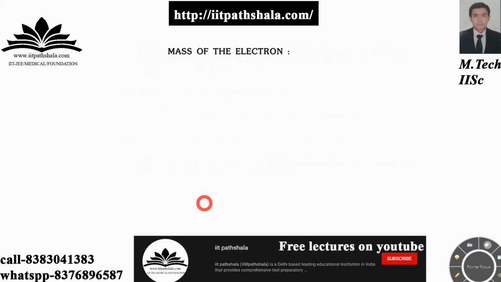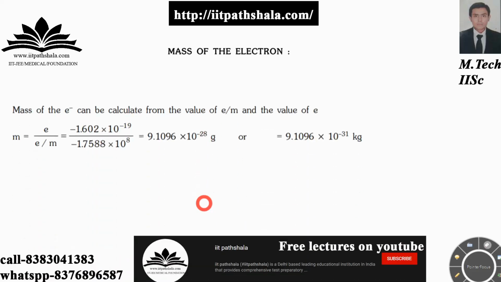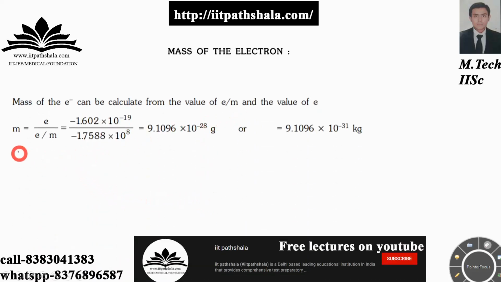Now let us talk about the mass of the electron. Now you have the e by m ratio, guys. The e by m ratio is given to you by Sir Thomson himself. So now I have to calculate the mass of the electron. I can say that mass of electron will be nothing but e upon e by m. Electron charge is known to you, which is 1.602 × 10^-19, and the e by m ratio is minus 1.7588 × 10^8. Now keep in mind that here I have taken it in coulomb per gram instead of coulomb per kilogram, as I described in the earlier slide. So you are getting the answer in grams as follows. You can convert it into kg.